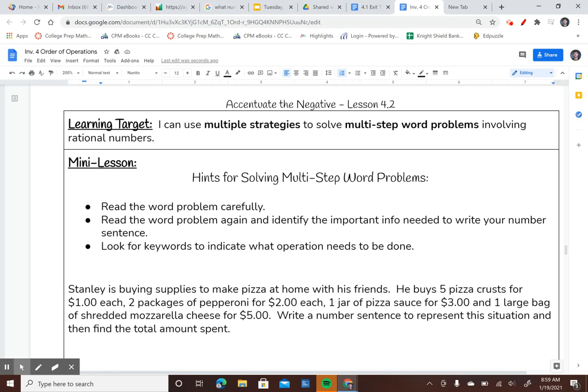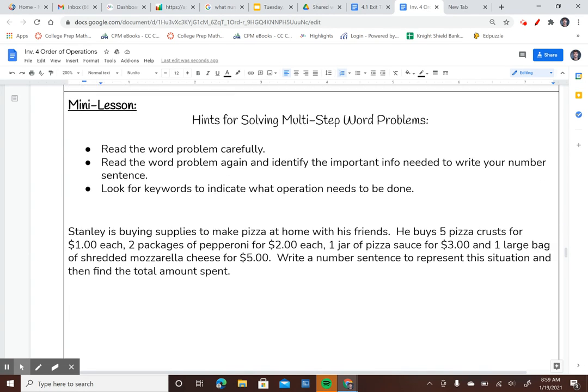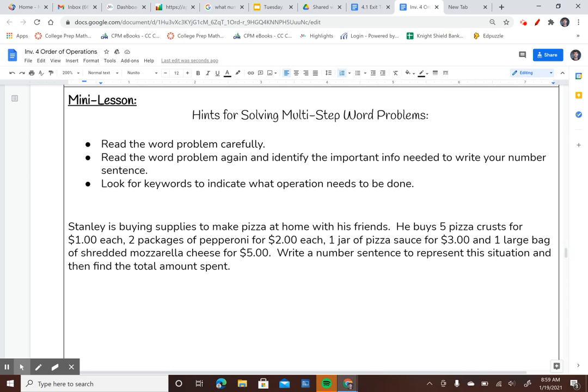All right, so now we're taking a look at lesson 4.2. I can use multiple strategies to solve multi-step word problems involving rational numbers. Some of the hints for solving these tough real-world multi-step problems are to read the word problems carefully. Read the word problems again and identify the most important information needed to write your number sentence. We're going to look for keywords to indicate what operation needs to be done.